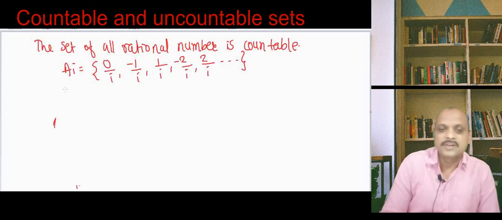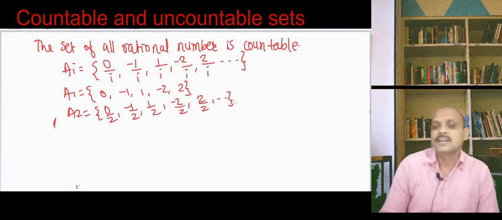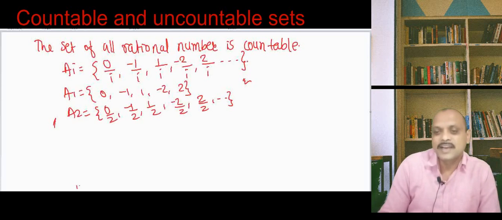That is, if A1, then this set is 0, minus 1, 1, minus 2, 2, like this. A2 is equal to 0 by 2, minus 1 by 2, 1 by 2, minus 2 by 2, 2 by 2, and so on. Then we can see that there is a one-to-one correspondence. This set Ai is countable for every i.